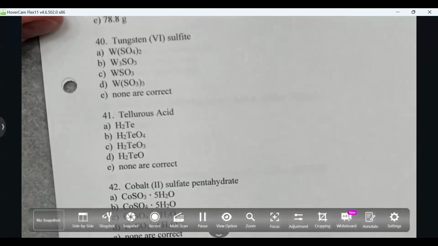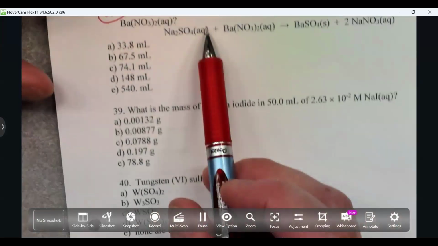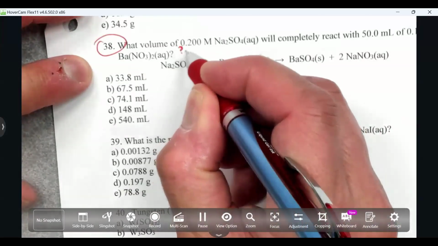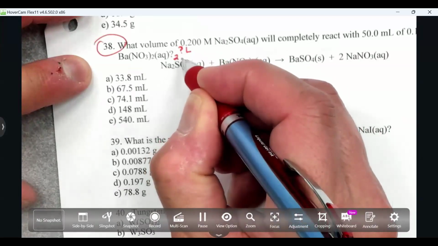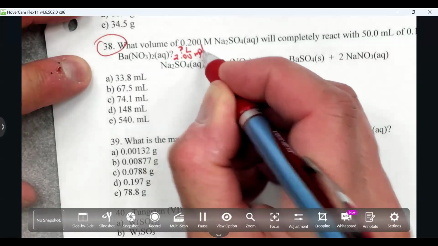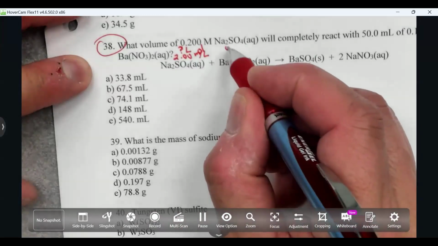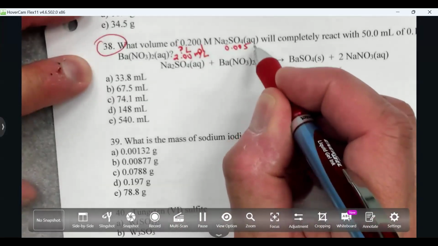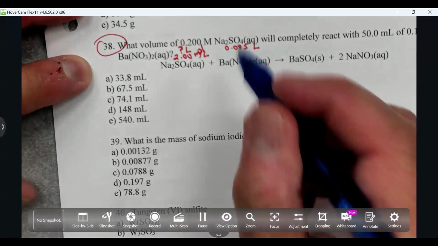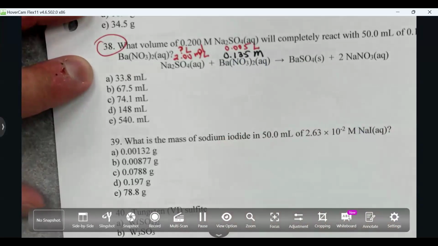38. What do we got for 38? What volume of 2 molarity sodium sulfate? Question mark, liters. 2 mole per liter. Okay, 0.005 liters. 0.135 molarity.